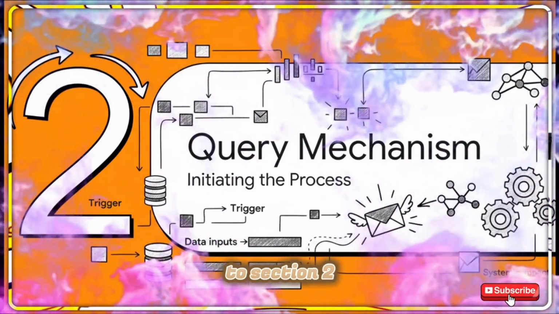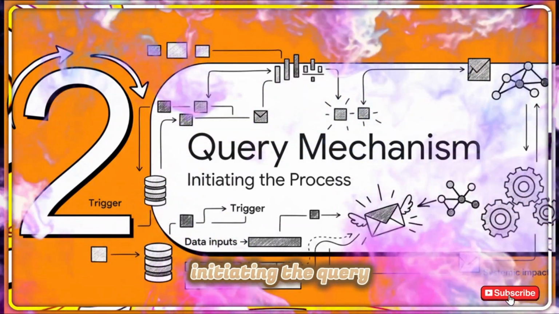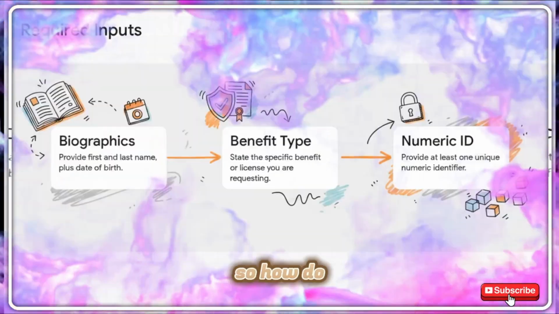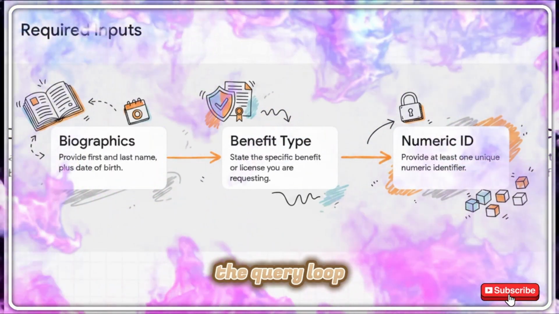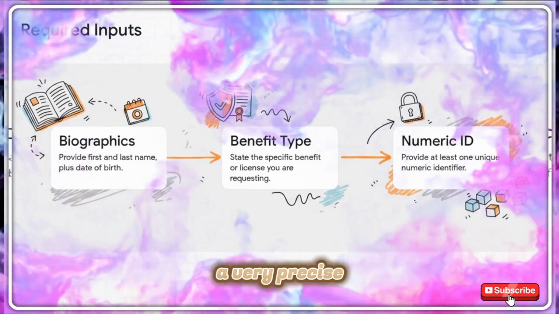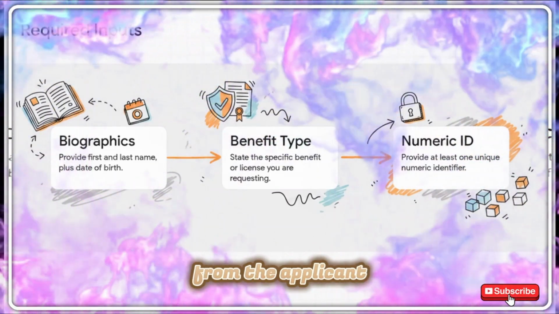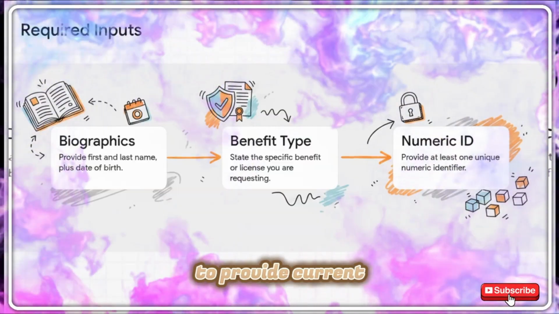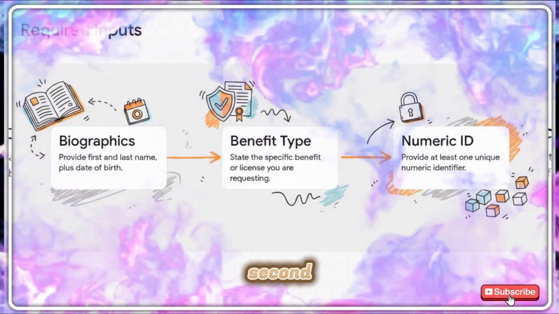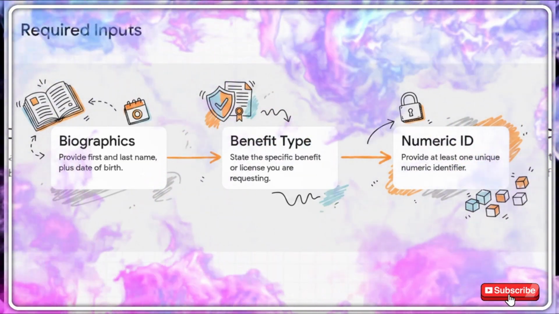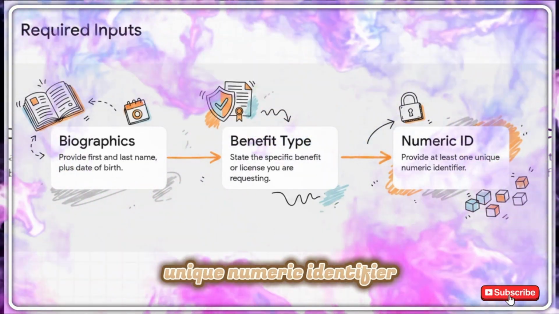Moving right along to Section 2, initiating the query mechanism. So how do we actually trigger this messenger? Well, to initiate the query loop, a very precise, rigid sequence of inputs is required from the applicant. First, you have to provide current biographics, think name, date of birth, things like that. Second, the requested benefit type. And third, a unique numeric identifier.